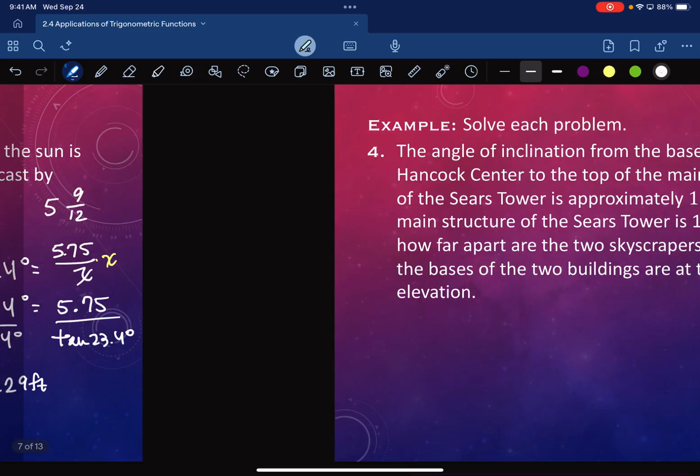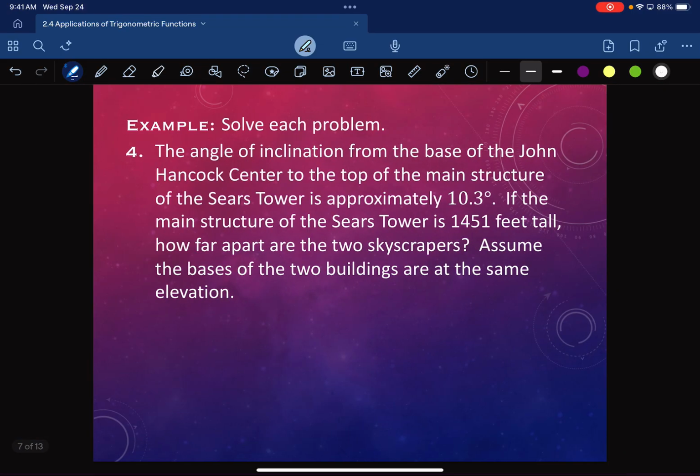Okay, let's do one more application. This one says the angle of inclination from the base of the John Hancock Center to the top of the main structure of the Sears Tower is approximately 10.3 degrees. If the main structure of the Sears Tower is 1451 feet tall, how far apart are the 2 skyscrapers? And it says to assume the bases of the 2 buildings are at the same elevation.